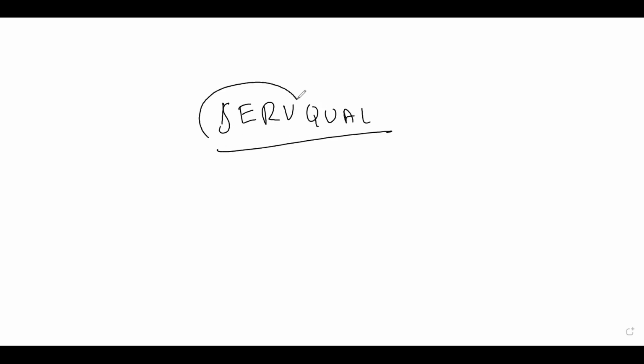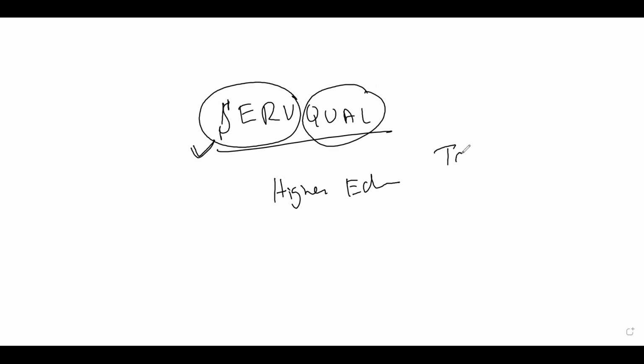the scale that is SERVQUAL. It's service quality. If I want to measure the service quality in higher education, then I will develop my research instrument on the basis of the SERVQUAL model. And this SERVQUAL model was developed by Parasuraman. And in this scale, he developed the 5 constructs: tangibility, reliability, responsiveness, assurance, and empathy.